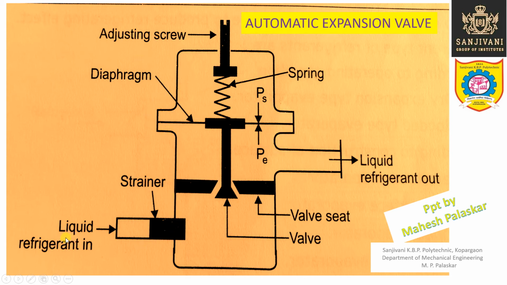Here the liquid refrigerant is entering, and as it enters you will find that there is a strainer, and it passes through the strainer. So the impurities and the moisture are removed in the strainer. And this is the outlet for the liquid refrigerant from the automatic expansion valve. This is the valve and this is the valve seat.